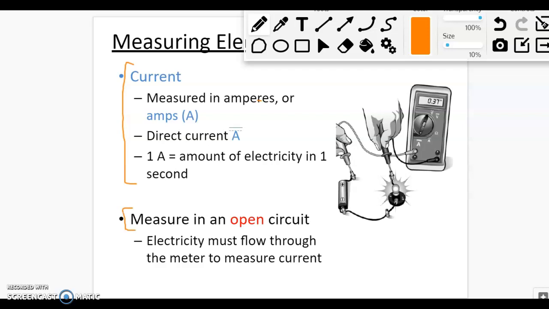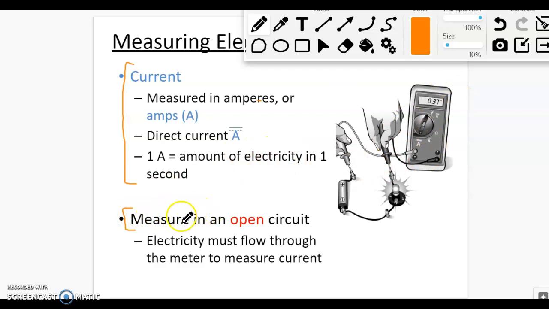Current is that flow of electricity, but we measure the current using an ammeter or a multimeter. It's measured in amperes, and we call it amps for short. We abbreviate it with the letter A. Awesome. And usually we measure direct current, which has a straight line above it. There is another form that has a curvy line above it. We will talk about that later. And when we say amps, 1 amp is really like how fast that current is going. It's the amount of electricity that passes through the ammeter or the multimeter in 1 second.